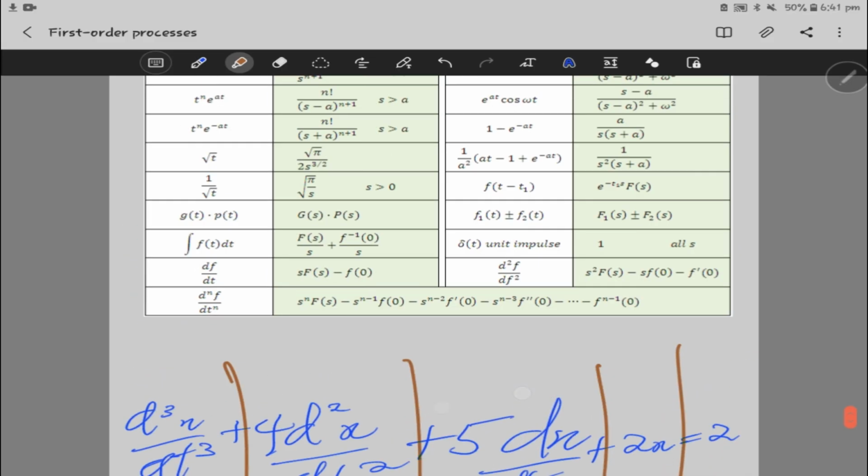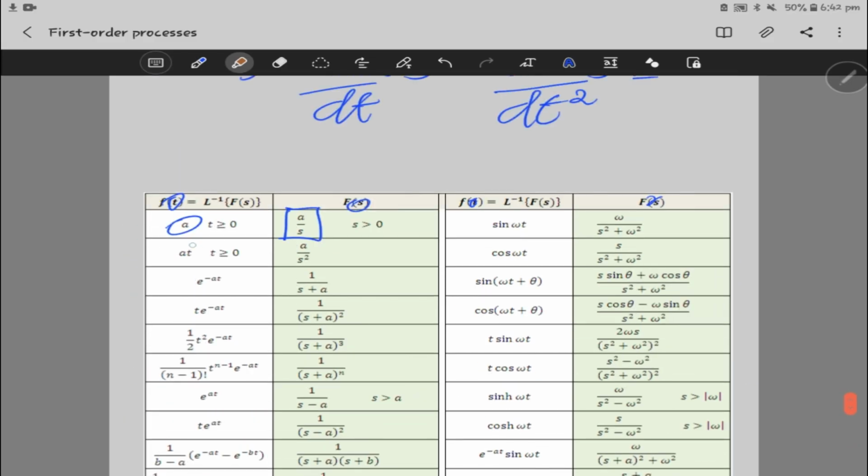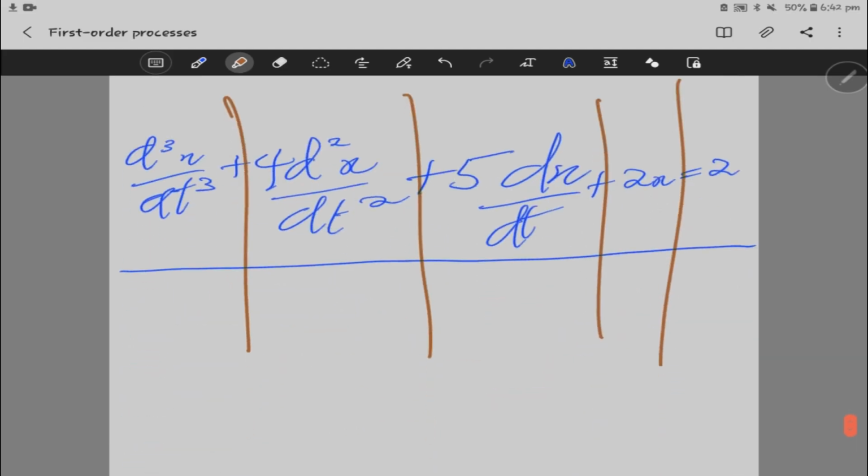So we've seen how the constant is transformed, right? Look at this table. There's a constant. When you Laplace transform, it is a on s, right? So clearly this becomes what? The constant, which is 2, becomes 2 on s, right? And then we have our equal to here. Fine. Now let's go to this one, right?